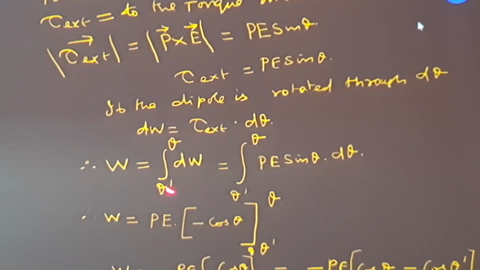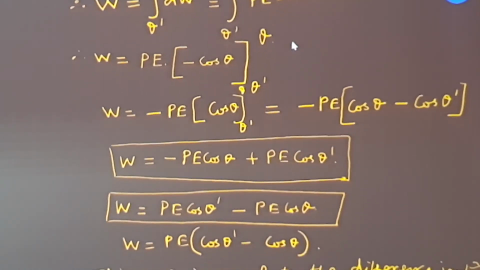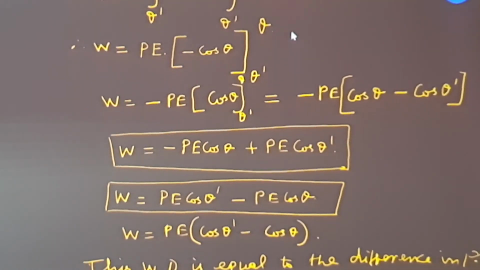You get the integral of θ' to θ dW, which is equal to the integral of θ' to θ of PE sin θ dθ. On integrating this equation, P and E are constants. When I integrate sin θ, I get minus cos θ. Applying the limits, from the initial value θ' to the final value θ, we get minus PE into cos θ minus cos θ'.